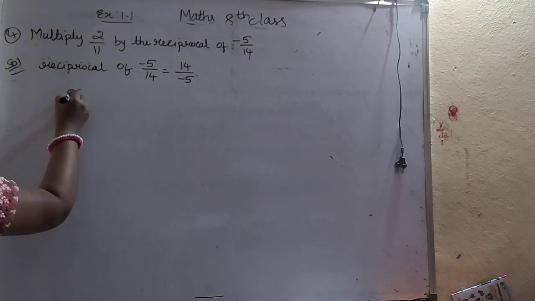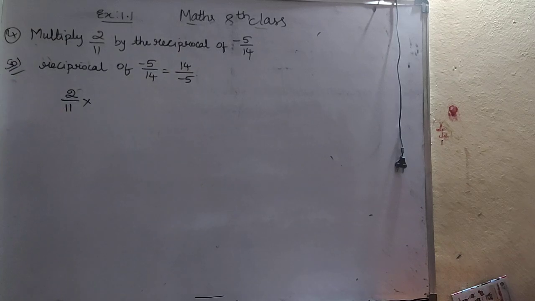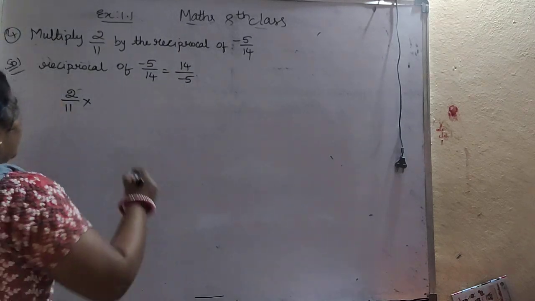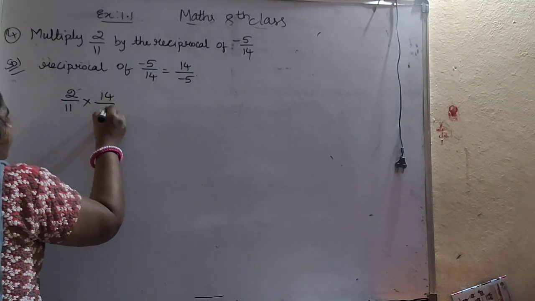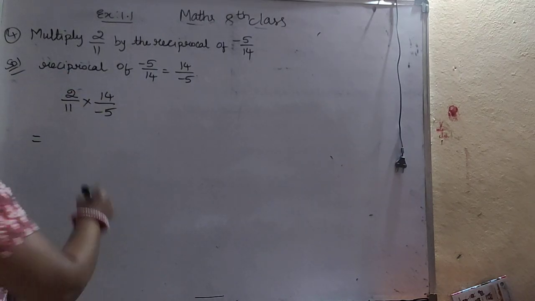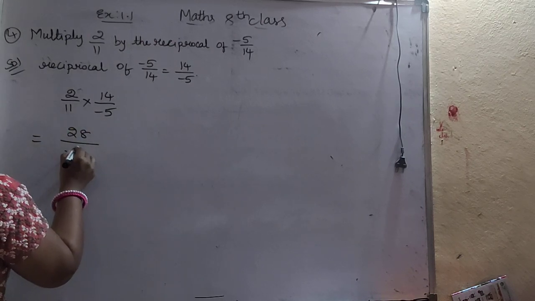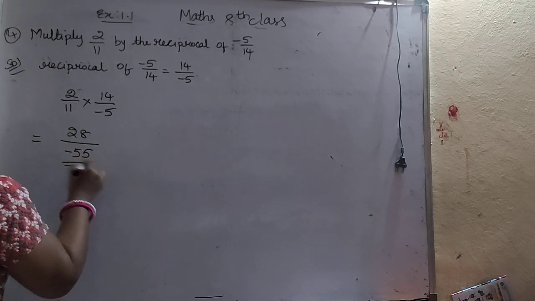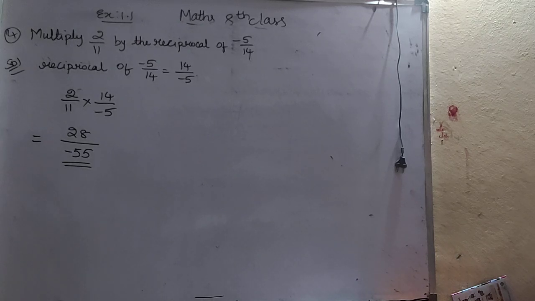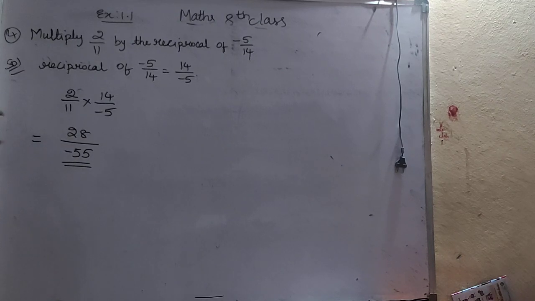So 2 by 11 into the reciprocal of minus 5 by 14 means we have to take the reciprocal, that is 14 by minus 5. So how much will it be? 2 14s will be 28 by 11 into minus 5 will be minus 55. So what is the result here? If you are multiplying 2 by 11 with the reciprocal of minus 5 by 14, the result will be 28 by 55.